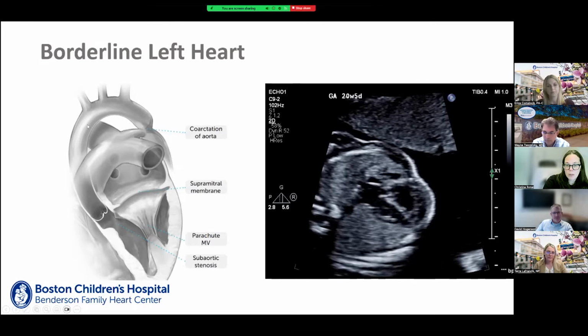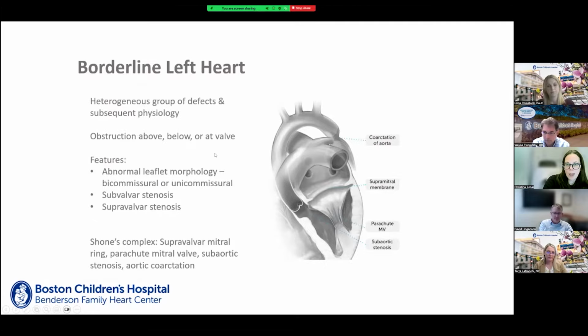So as I mentioned, it can be a very heterogeneous group with obstruction below, above, or at the mitral valve. And similarly, there can be narrowing below the aortic valve, at the aortic valve, or above. And sometimes this gets referred to as Shone's complex. And that was where I was going to stop and pass it off to Tara.